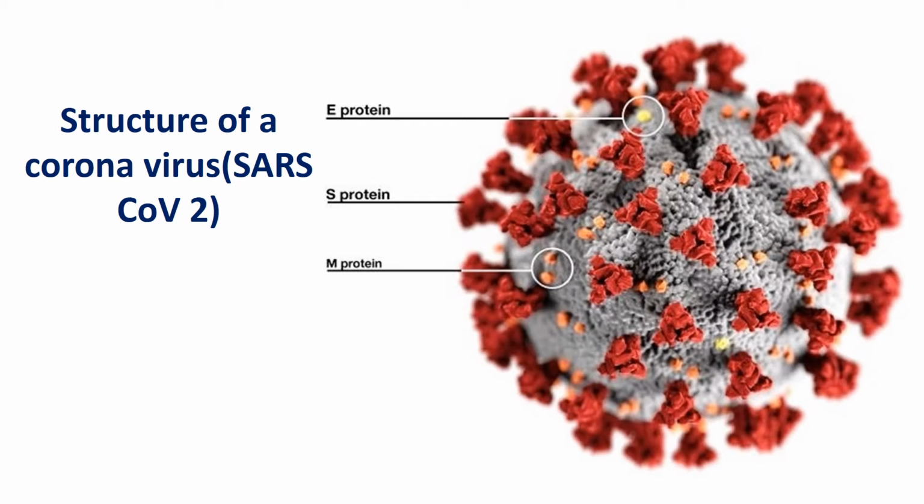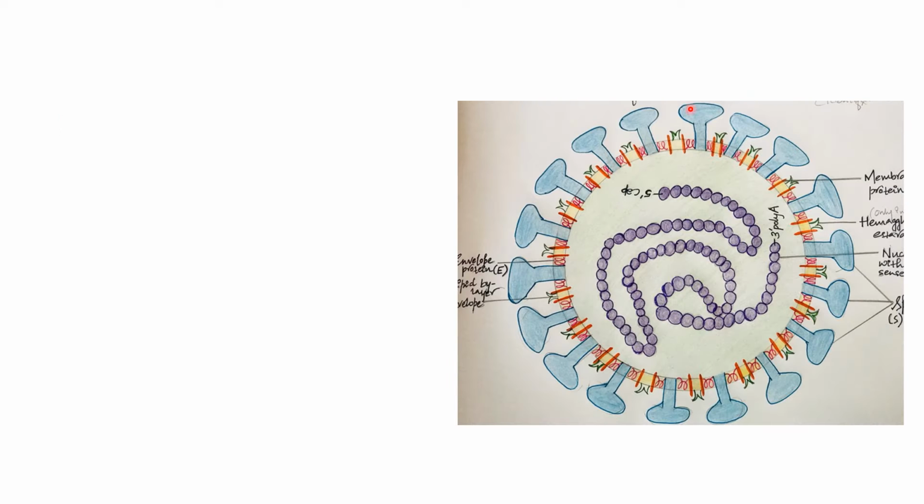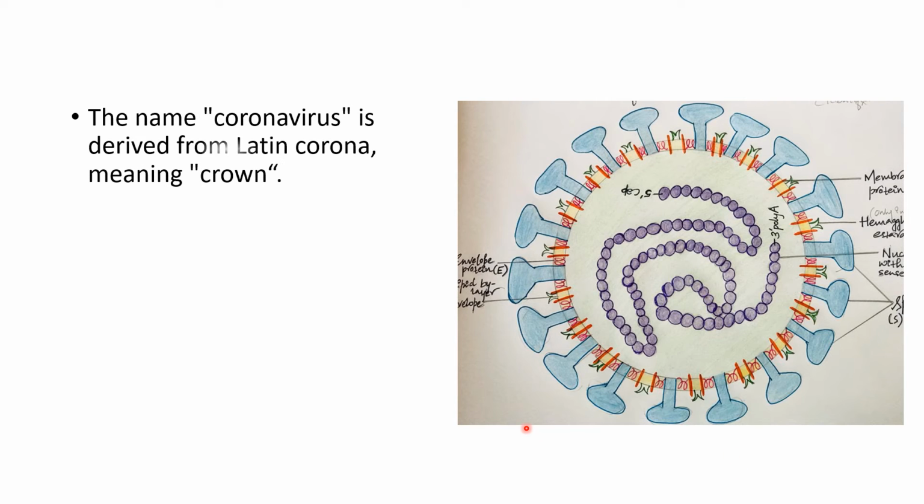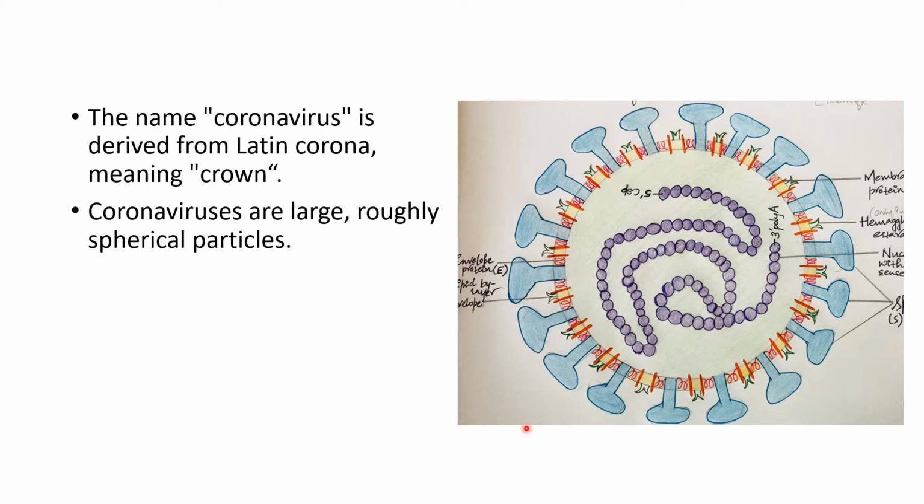Structure of a coronavirus, severe acute respiratory syndrome coronavirus 2, which was identified in 2019. Here is a picture of coronavirus. Corona is a Latin word which means crown. Coronaviruses are large and roughly spherical, as you can see in the picture.